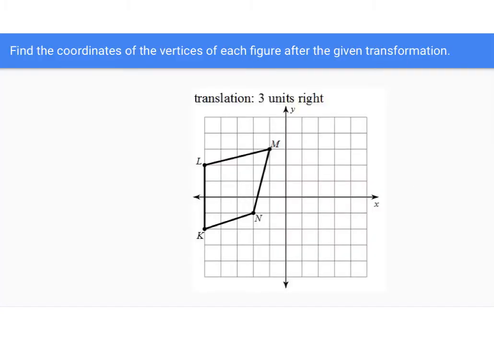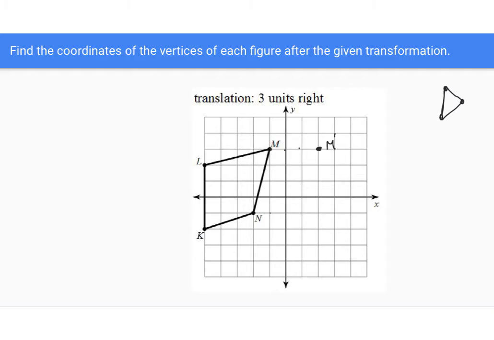Here we have an image on the coordinate plane, and we want to graph the new image by finding the new coordinates of the vertices. The vertices of any shape are just the endpoints, the corners where the two line segments meet. We're going to do a translation 3 units to the right. So I'm going to take my M dot and move over 1, 2, 3. That now becomes my new M, and I call it M prime so I don't get confused.